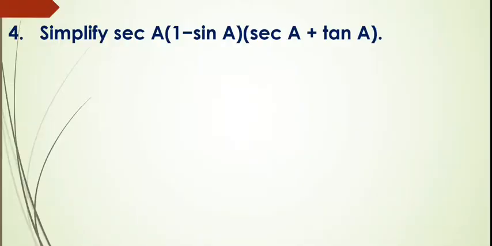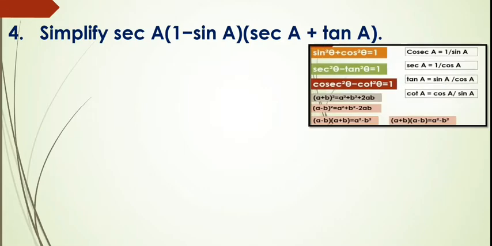See one more problem. Simplify secant A into (1 minus sin A) into (secant A plus tan A). Just see the formulas. Is any trigonometric identity matching with this? No, because here secant A plus tan A is there, but no squares. So no trigonometric identity is matched here.